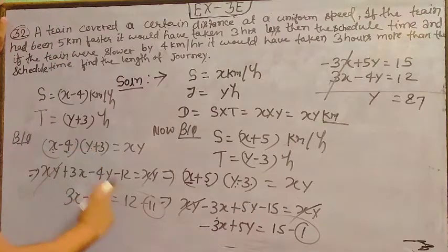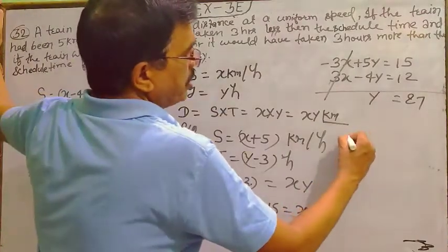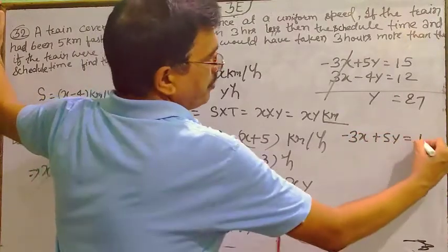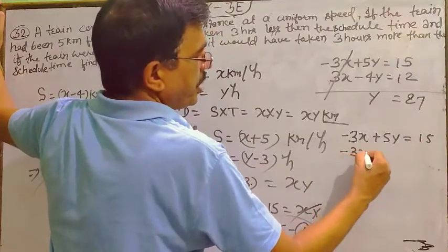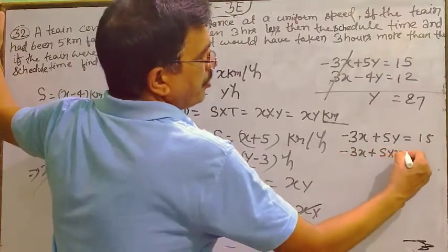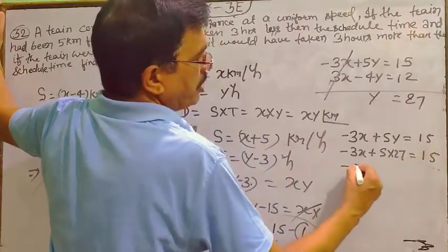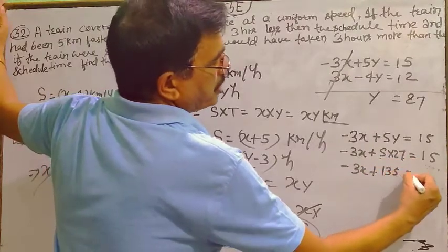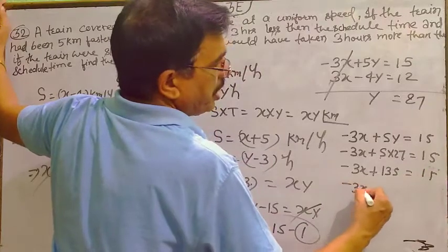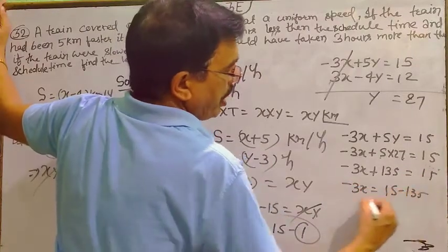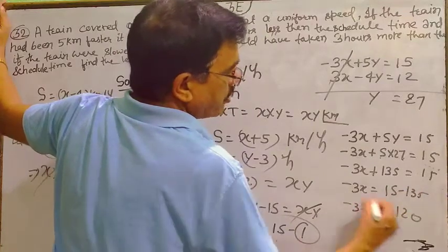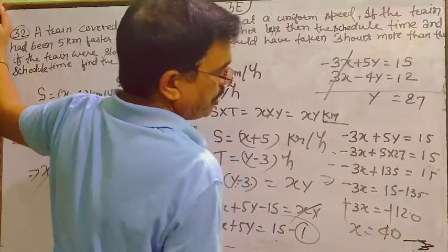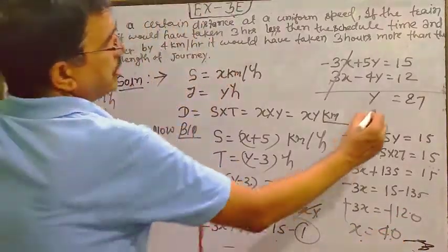Now substitute the value of y in the first equation, that is minus 3x plus 5y is equal to 15. Here minus 3x plus 5 into 27 is equal to 15. Then minus 3x plus 135 is equal to 15. Then minus 3x is equal to 15 minus 135, that is minus 3x is equal to minus 120. Then the minus signs cancel. Then x is equal to 40. So x is equal to 40 and y is equal to 27.